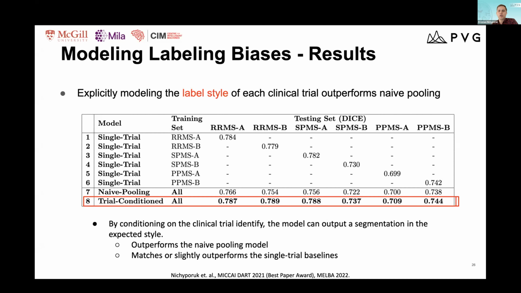But if we explicitly model the label style of each clinical trial, we can actually do a lot better. We can do a lot better than not only the naive pooling model, but also the individual models. We can also outperform the single trial models by a small margin. And the key innovation here is that by conditioning on the clinical trial identity, the model, so to speak, knows what label style to output, and therefore can generate a label in the labeling style that's expected.